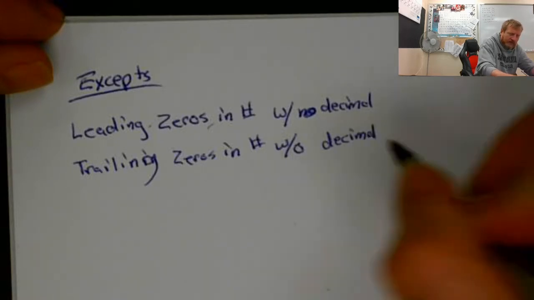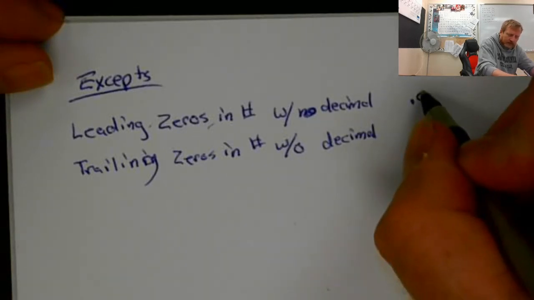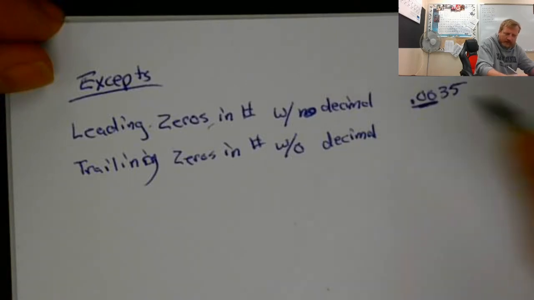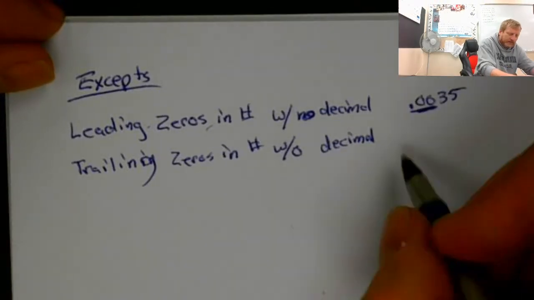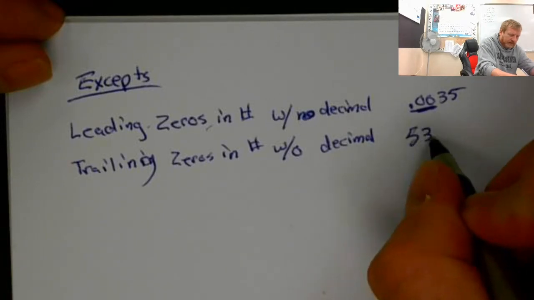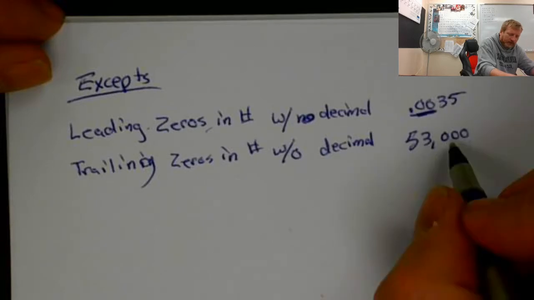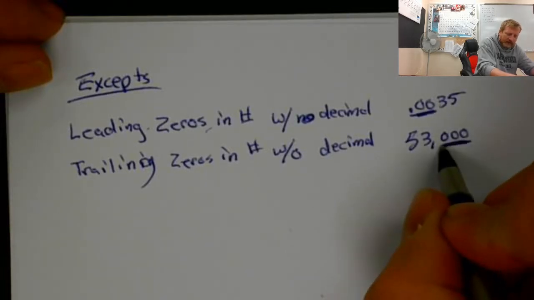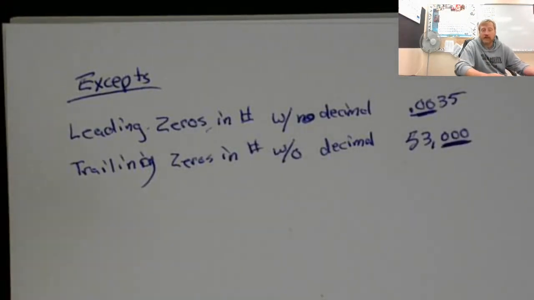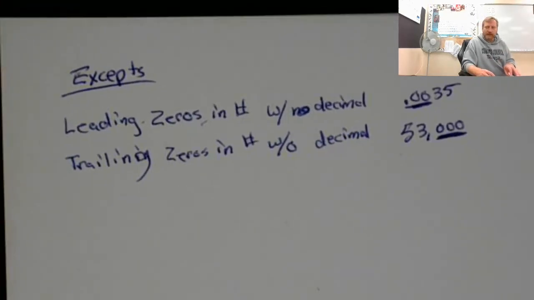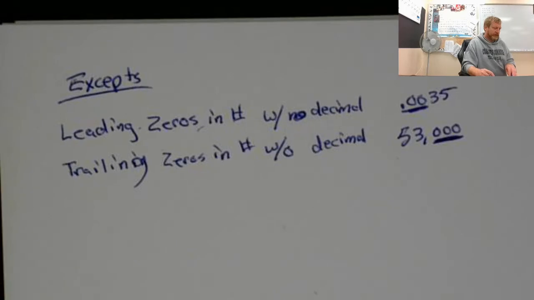And again, as examples, in 0.0035, these first two zeros are not significant. And if I had something like 53,000 with no decimal point, these trailing zeros are not significant. Everything else is automatically significant. Okay, so that's a little bit of general review on identifying significant digits. Now let's take a look at adding and subtracting.